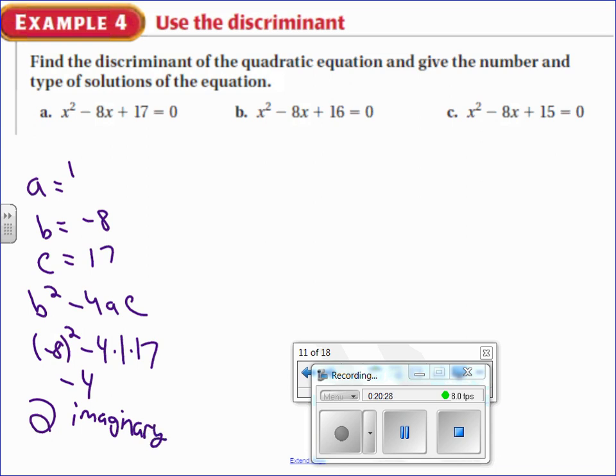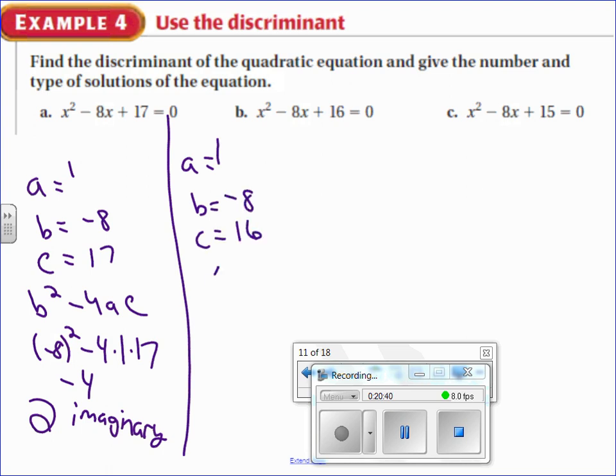All right, let's try part B. Any questions on part A? All right, part B. A, B, and C. What's A? What's B? And what's C? All right, so B squared minus 4 times A times C. What'd you get? I got 0. And what does that mean as far as how many solutions there are? One real solution. That parabola would touch one single spot.